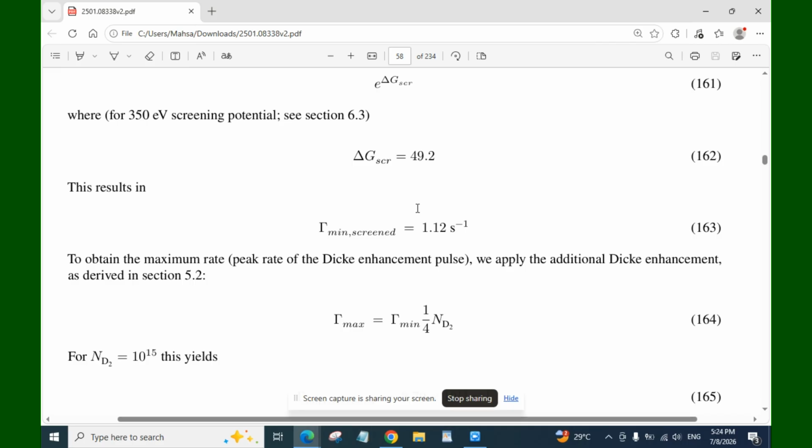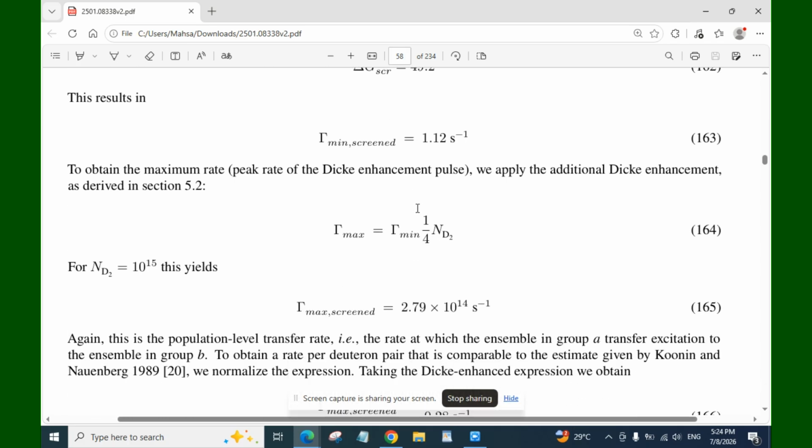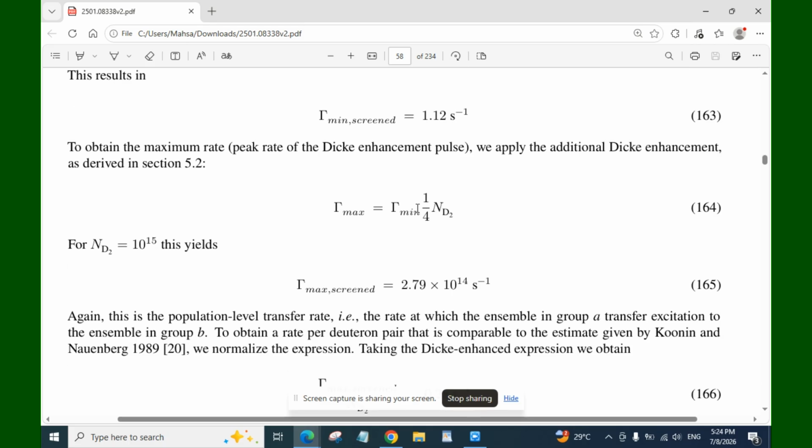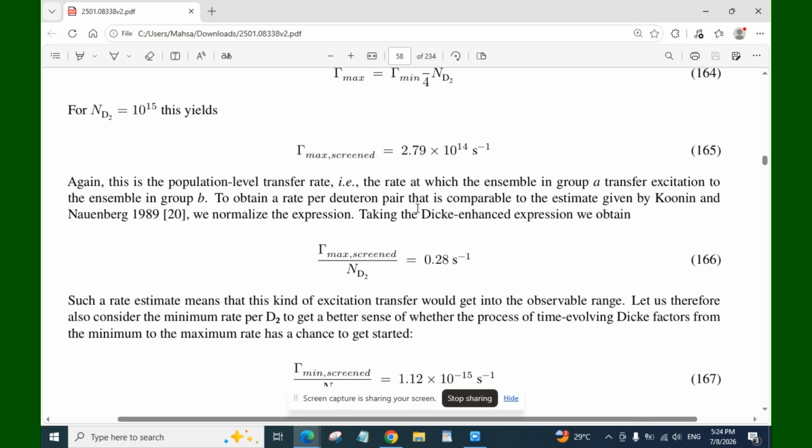To obtain the maximum peak rate of the decay enhancement pulse, we apply the additional decay enhancement as derived in section 5.2. Tau maximum is equal to tau minimum times 1 divided by 4, and the reduction is equal to 10 to the power of 15. This yields tau maximum screen equal to 2.79 multiplied by 10 to the power of 14 per second. Again, this is a population level transfer rate.